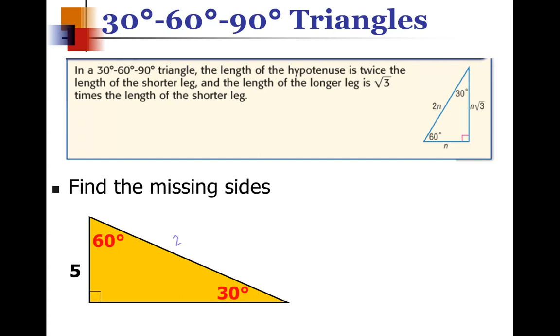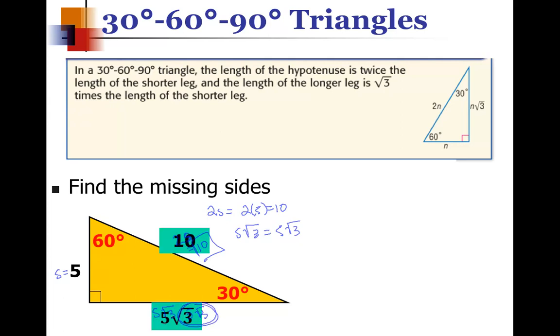So this is going to be 2 times the shortest side. I'm going to say this is your shortest side. I'm going to call it S. And this is going to be your longer leg. So this is going to be the shortest side times root 3, right? So 2S is going to equal 2 times 5. So this is 10. Oh, this is 10. I feel like I accidentally gave this example. And then your other one, S root 3, is going to be 5 root 3. So this side is going to be 5 root 3. Right? 10, 5 root 3.